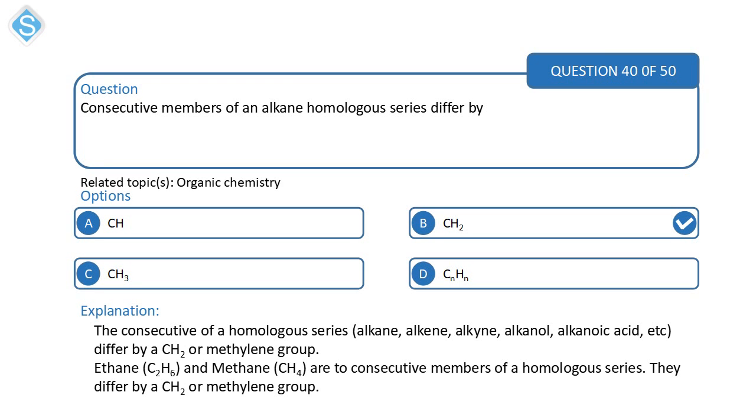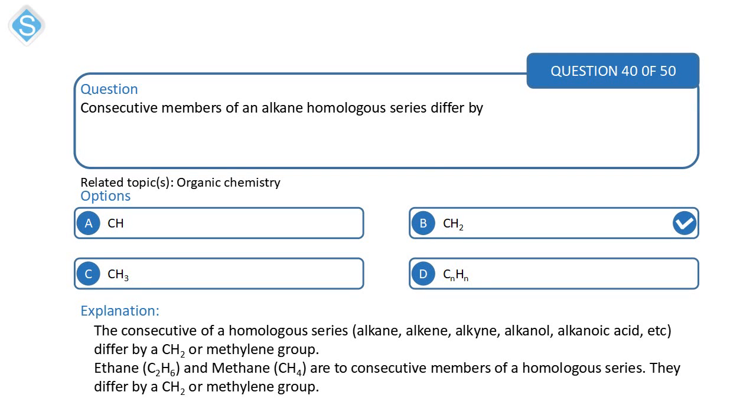That is, if you add CH2 to this now, you'll be getting C2H6. If I want to know the next member after ethane, all I need to do is to add CH2 to this. If I add CH2 to this, I'm going to have C3H8. That will be propane. If I want to know the next member, I'll add CH2 again to it. If I add CH2 to C3H8, I'll be getting C4H10. That will be butane, like that.